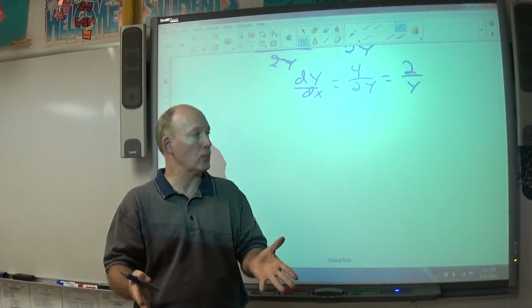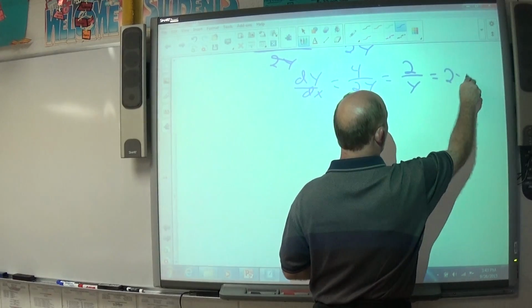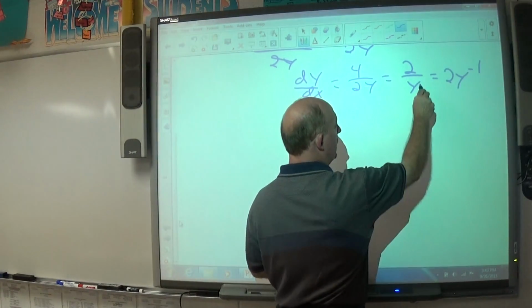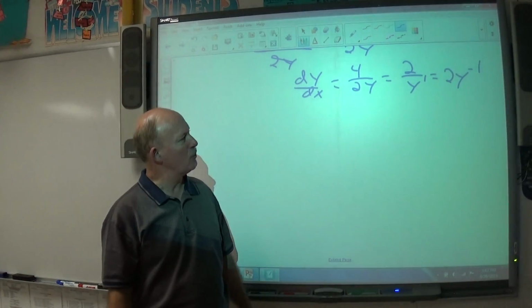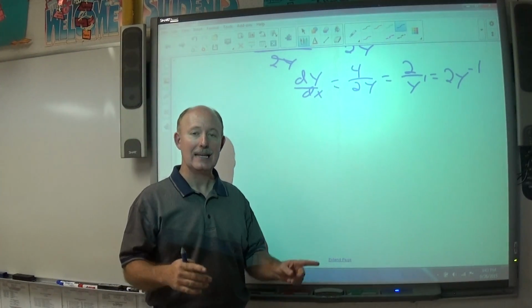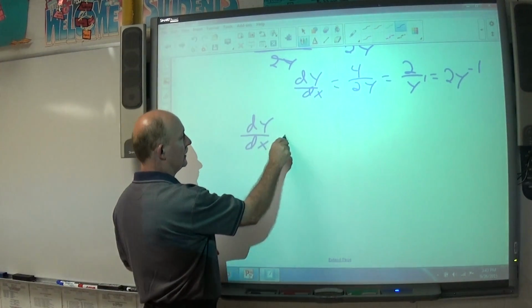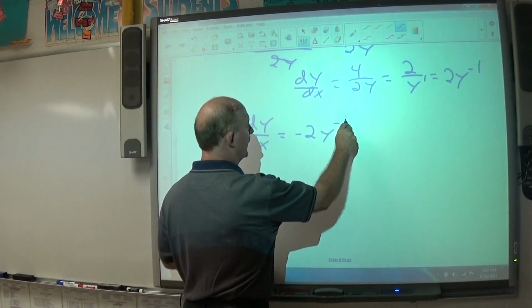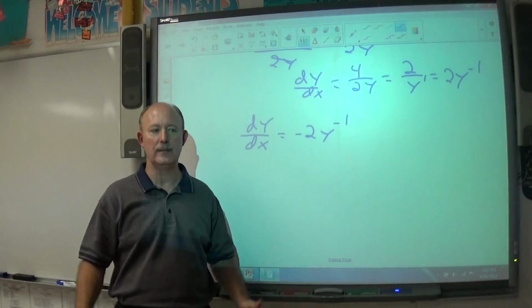Now, you could use the quotient rule, but for a little fraction like this, we don't need to. Let's write 2 over y as 2y to the negative 1 power. So remember, 2 over y is the first derivative. All right, so we're going to rewrite that as 2y to the negative 1 power. Okay, now, so our first derivative is dy over dx equals 2y to the negative 1 power. This will be a little bit easier for us to take the derivative now.